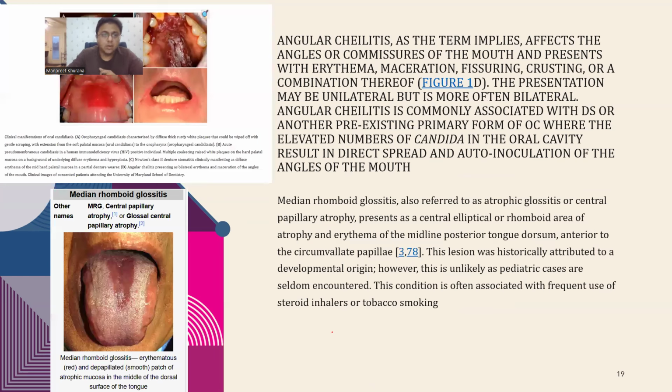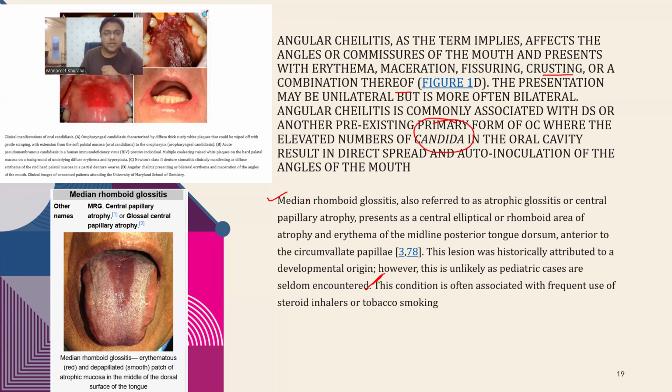Okay. Now, angular cheilitis. There was one of the options as angular cheilitis. The term implies it affects the angles or commissures of the mouth, and it presents with erythema and maceration, fissuring, crusting, or a combination thereof. Now the presentation can be unilateral, but it is more often bilateral. So we have already seen, and they are also commonly associated with Candida. So we can say that Candida is associated with angular cheilitis.